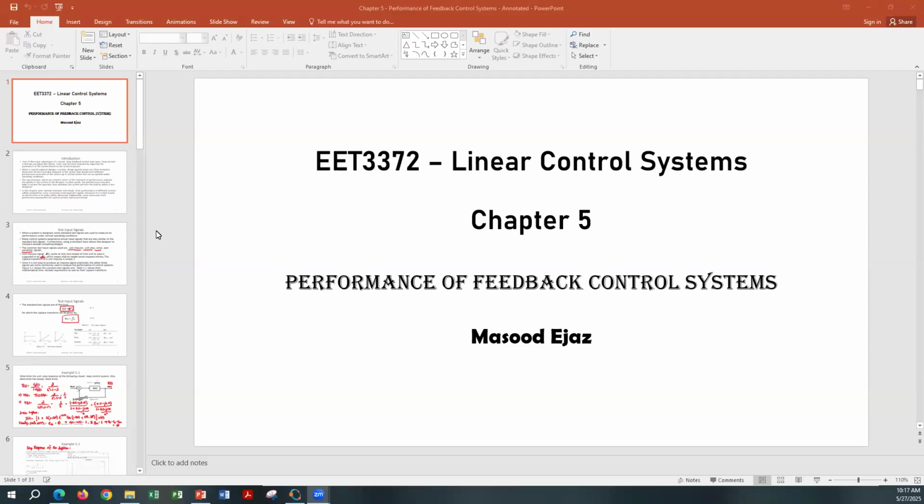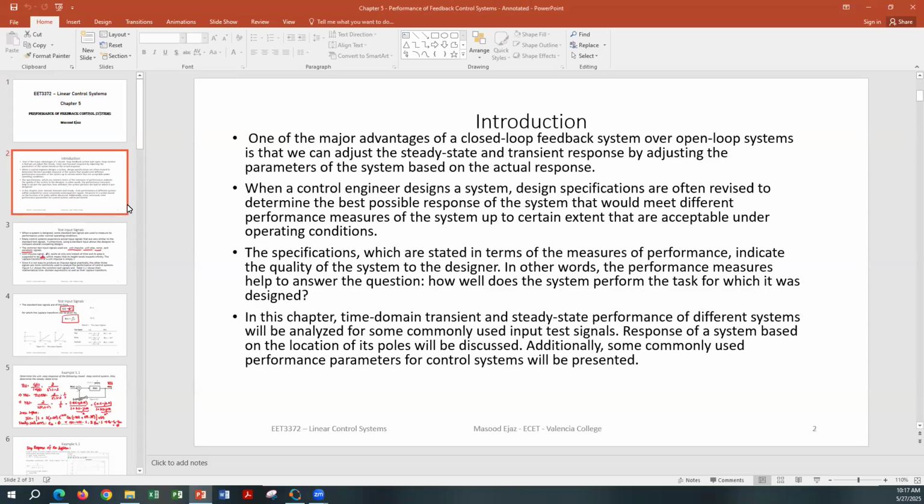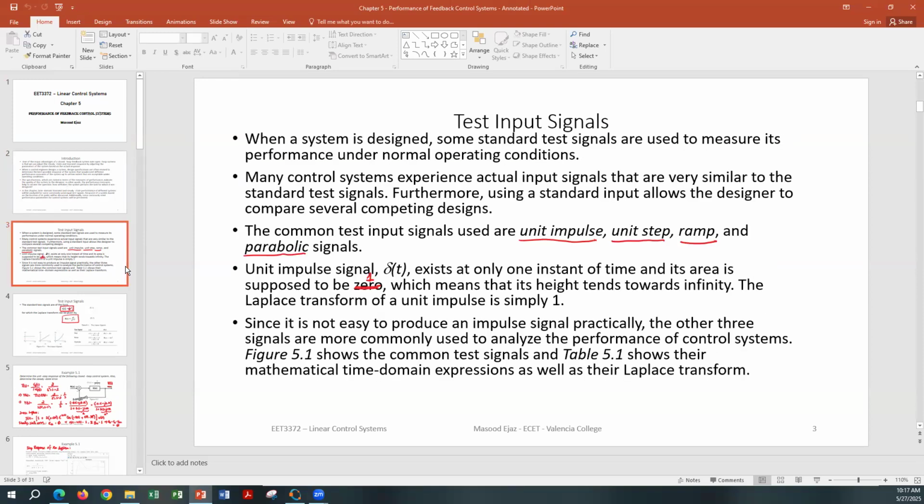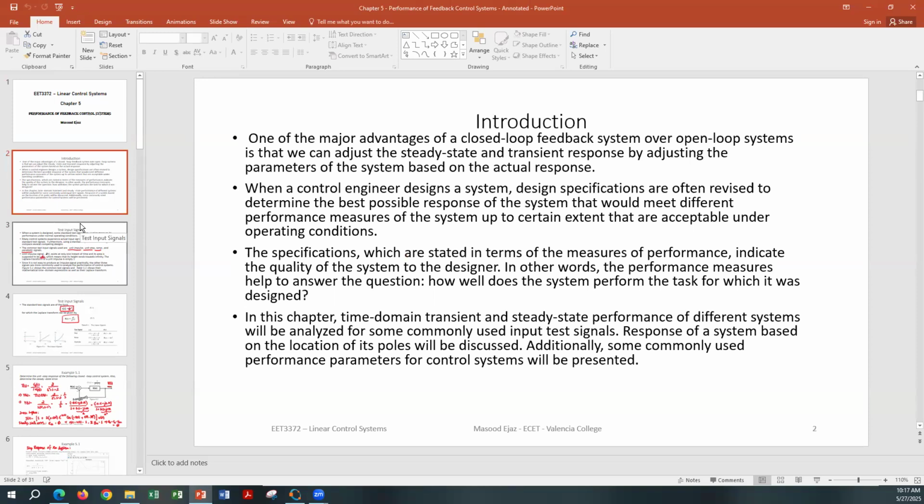So chapter 5, performance of the feedback control systems, that we started last week, and we discussed why feedback systems give better performance as compared to your open loop system. We can set the transient response, we can set the steady state response, because the actual output is compared against the desired output, which is the input. And based on that, we can control the parameters of the controller.